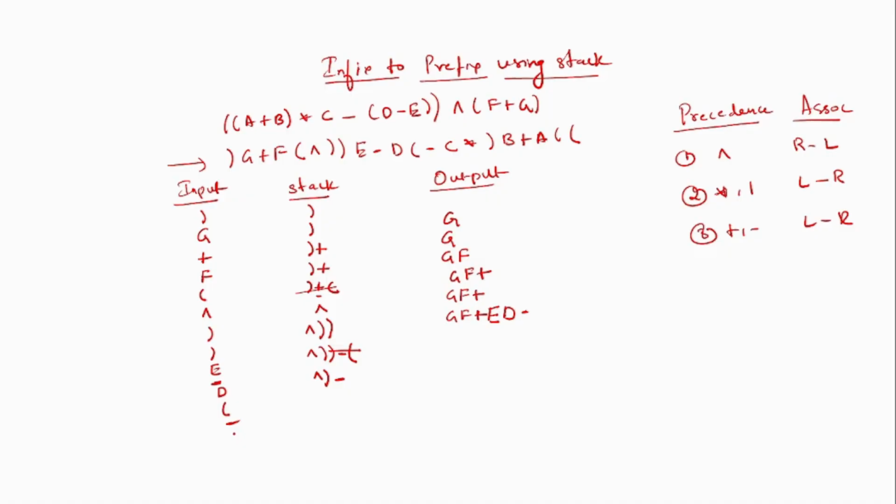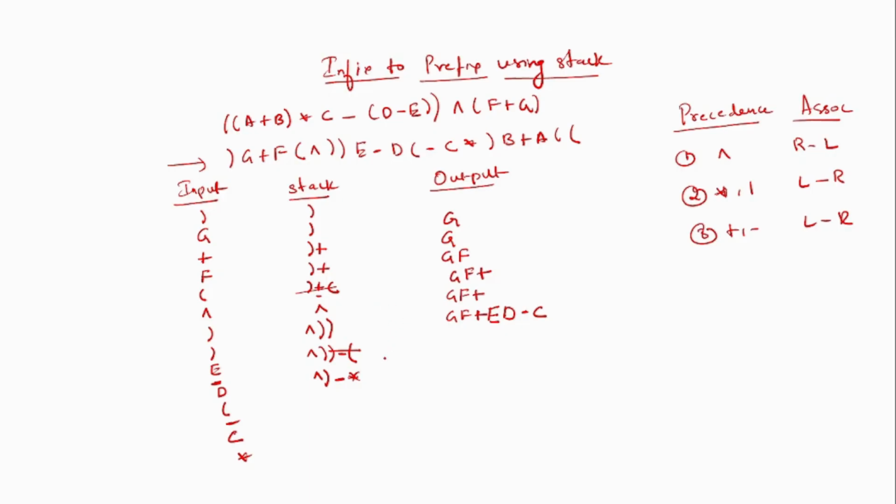Now we have C. C will directly go here. Correct. And then we have star. Now star is the incoming operator and minus is the operator in the stack. Therefore, if the incoming operator has greater precedence than the operator in the stack, we push it into the stack, right? I push it into the stack and this remains the same.